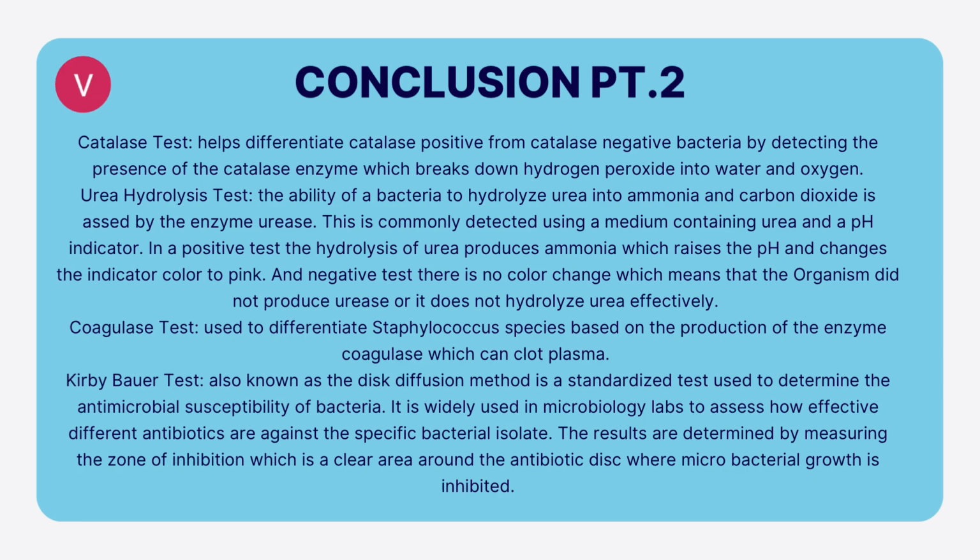The coagulase test is used to differentiate Staphylococcus species based on the production of the enzyme coagulase, which can clot plasma. The Kirby-Bauer test is also known as the disc diffusion method. It is a standardized test used to determine the antimicrobial susceptibility of bacteria. It is widely used in microbiology labs to assess how effective different antibiotics are against a specific bacterial isolate. The results are determined by measuring the zone of inhibition, which is the clear area around the antibiotic disc where microbial growth is inhibited.